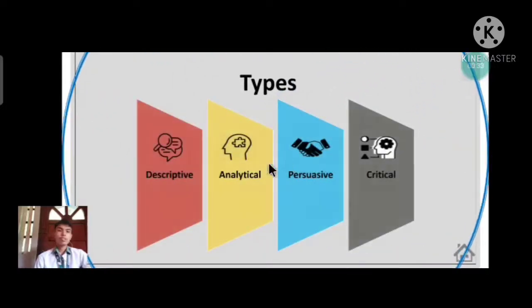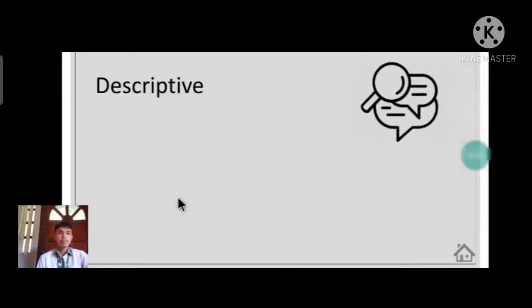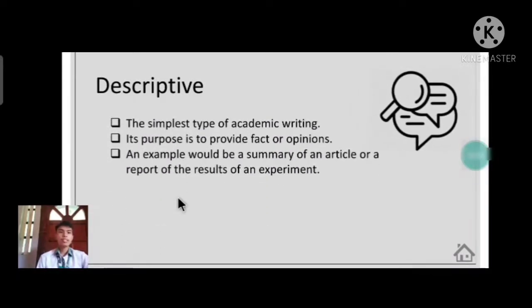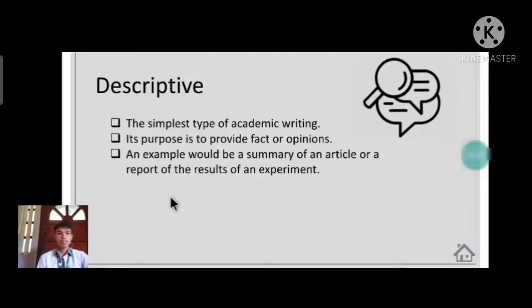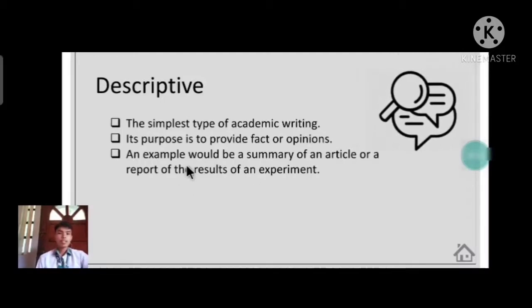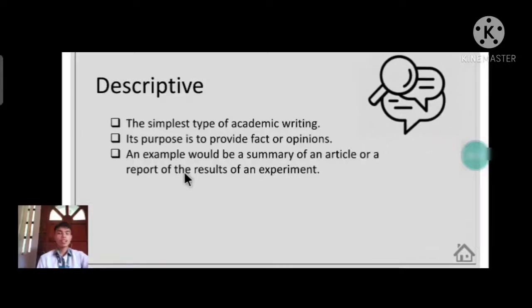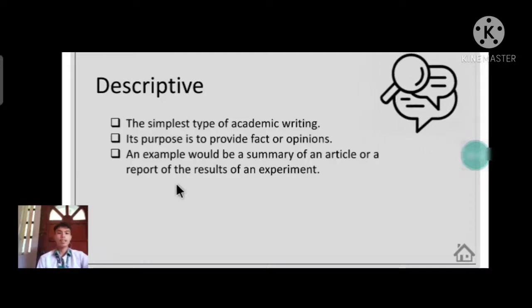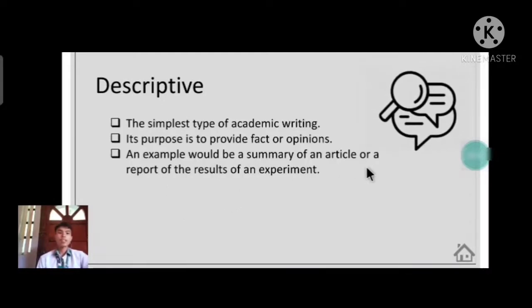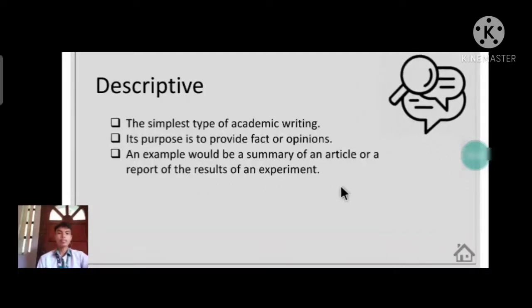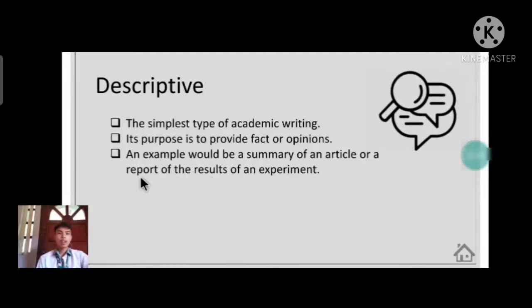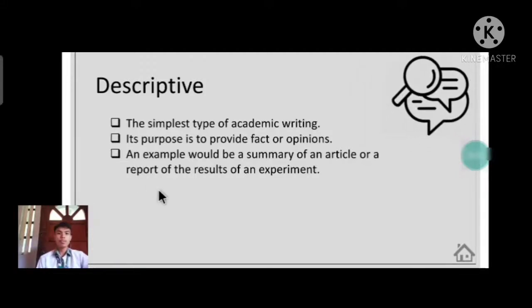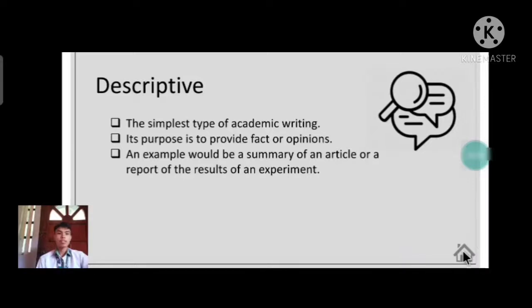There are four types of academic writing: the descriptive, analytical, persuasive, and critical. Descriptive is the simplest type of academic writing, and its purpose is to provide fact or opinion. This writing is just like describing something or providing an information, and that information can be a place, a thing, a people, etc. An example would be a summary of an article or a report of the results of an experiment. These two, the summary and a report, is descriptive because you are going to give your ideas about the thing that happened to it.